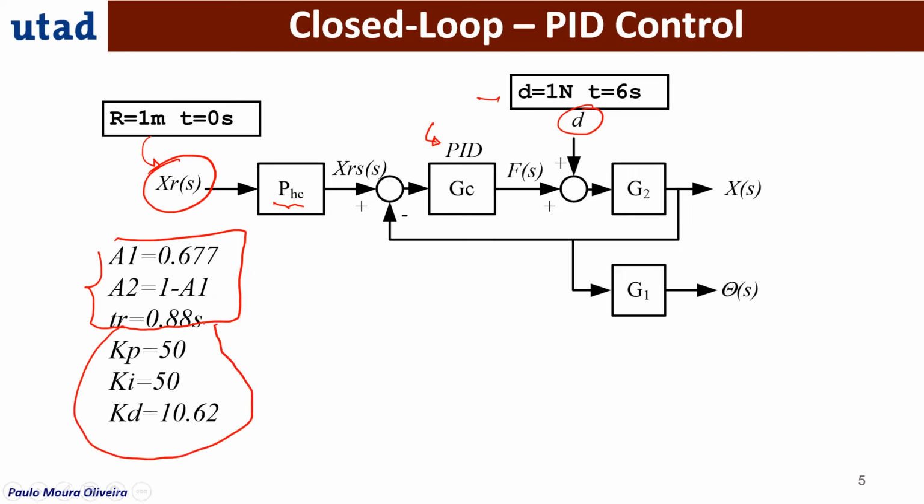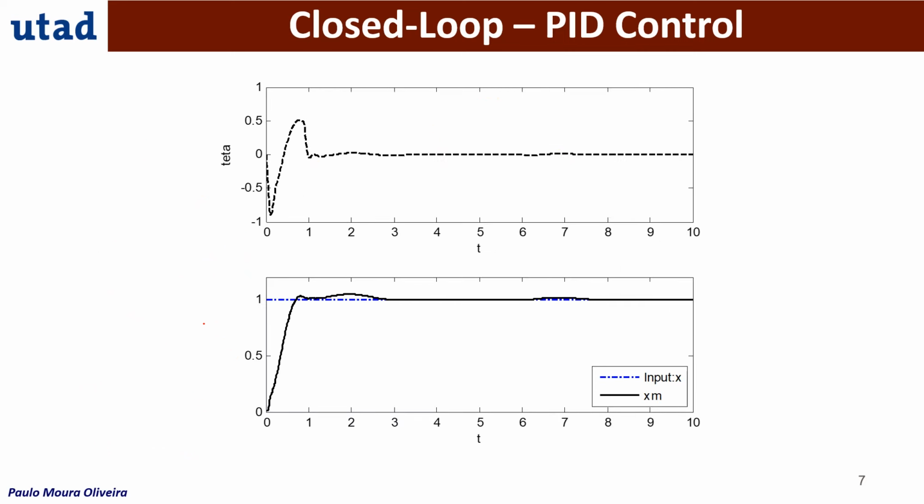We are going to see that these gains are quite aggressive, so we are going to provide an aggressive response for the system. We can see here that this part is not really a perfect response, but the disturbance is compensated. As you can see, it moves away from the final position, but then it recovers again and returns to the 1 meter position.